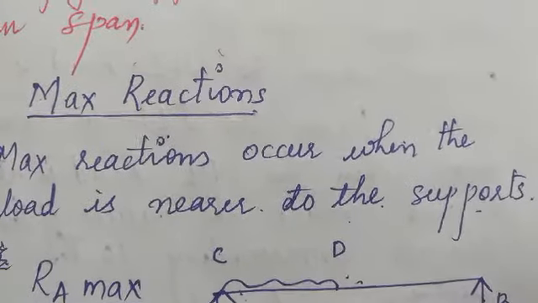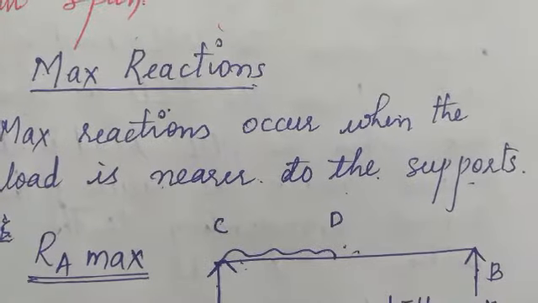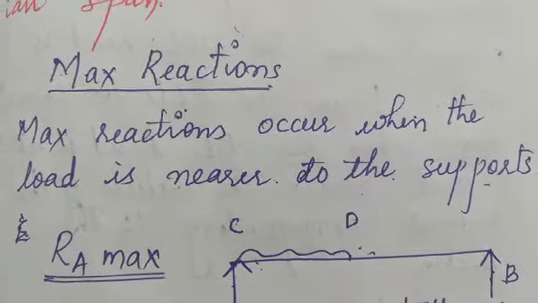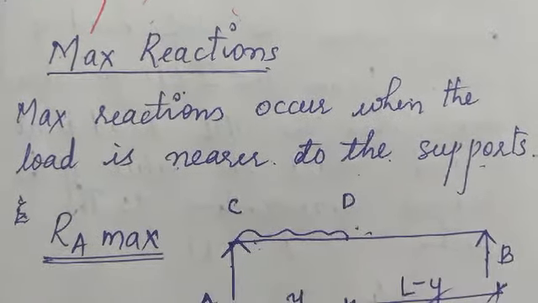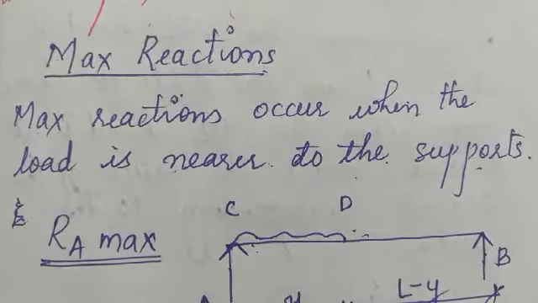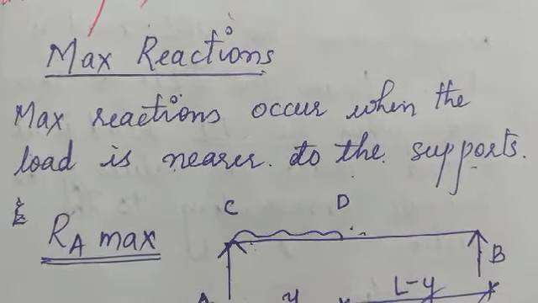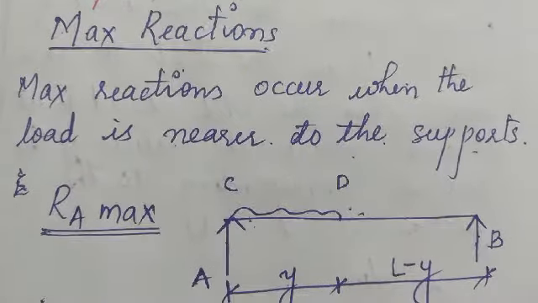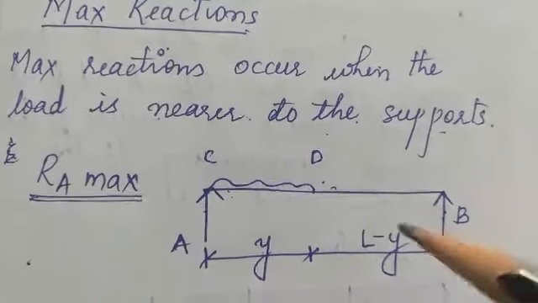Now let us calculate the maximum reactions, that is when the load is completely at A and when the load is exactly at B. Previously we calculated it when the load was somewhere in between the sections. Now when do we get maximum reactions? We get the maximum reaction at A when the tail of the load is at A, that is when C is at A. And we get the maximum reaction at B when the head of the load is at B.